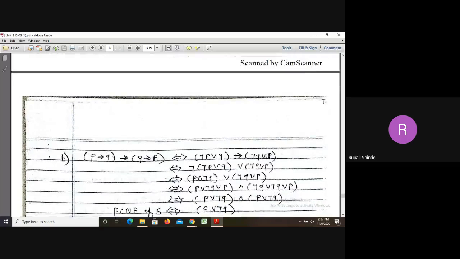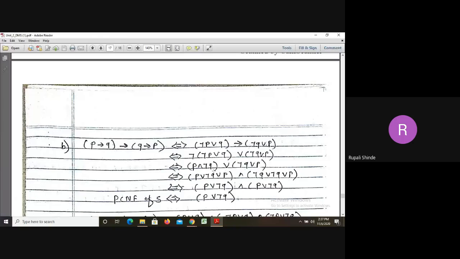Okay. So again, we have to remove this conditional as negation of negation P or Q or negation Q or P. Now apply this negation inside the bracket as P and negation Q or negation Q or P as it is. Now check here. Here we can obtain the PCNF.